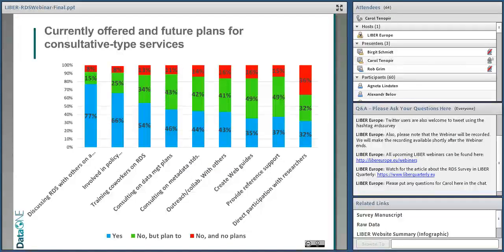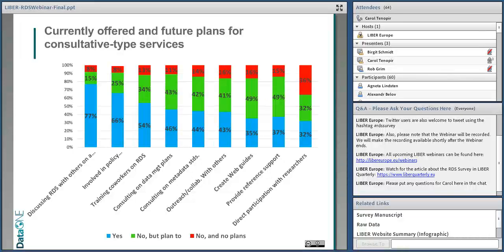This is a little complicated to look at, but it's just taking all of the services of the consultative type along the bottom from the most frequently offered to the least frequently, and then the blue is what I just showed you. That is the percent of library respondents who are currently offering that service. So you'll see the first one, discussing research data services with others. Those are the 77%, that blue section, that is offering them now.